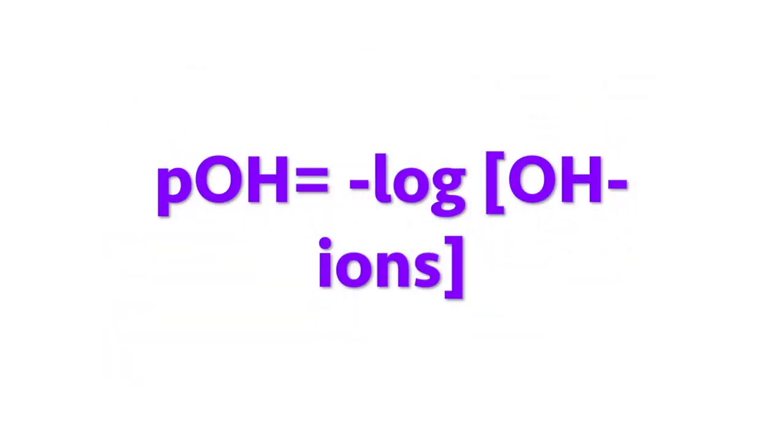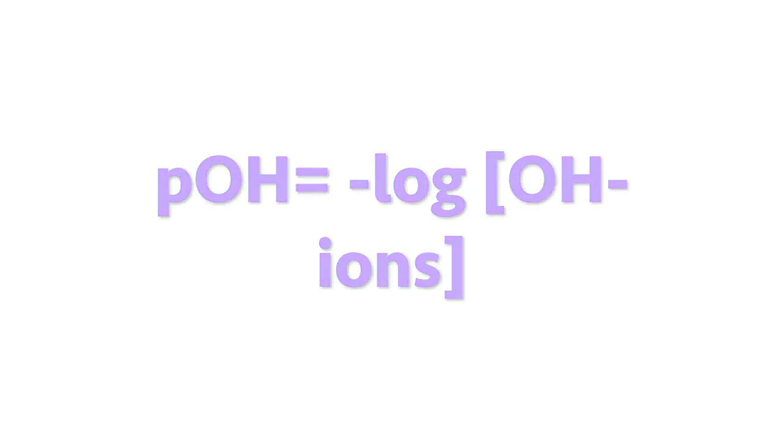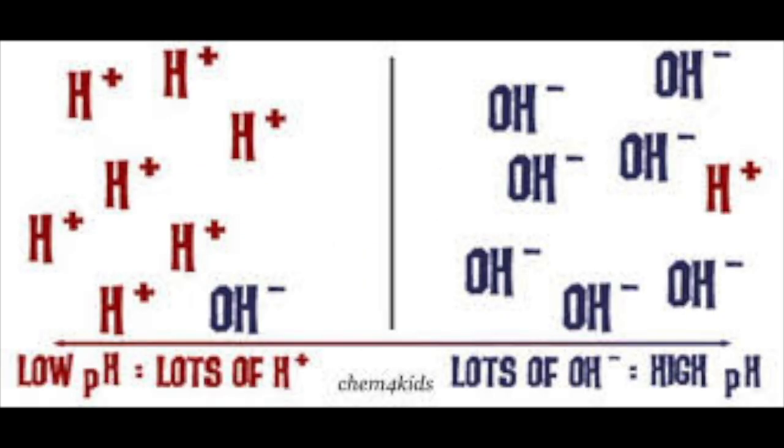Another concept related to pH is pOH. pOH is the opposite of pH, which means it's based on the concentration of OH- ions in solution. And it is calculated using the negative log of the concentration of hydroxide ions in solution. When measuring pOH, 1 is very basic and 14 is very acidic.